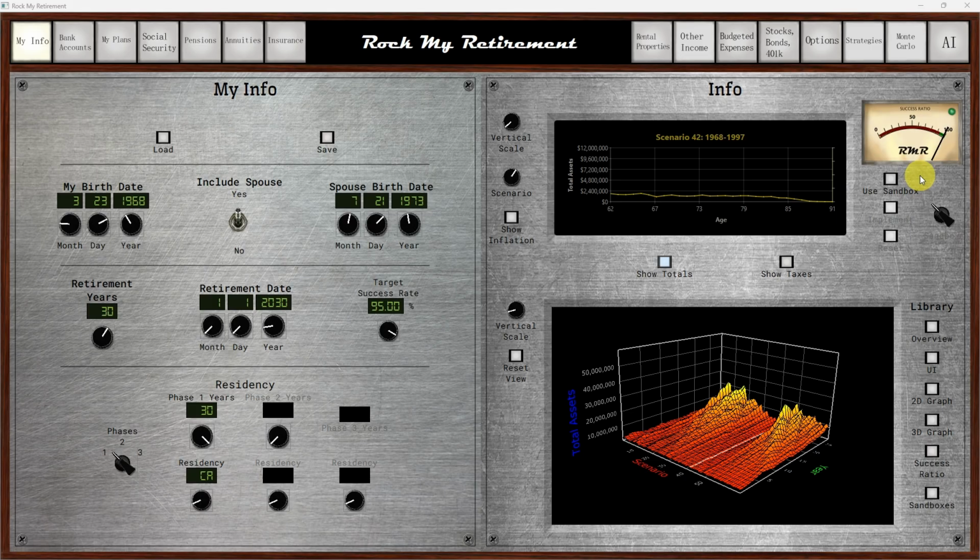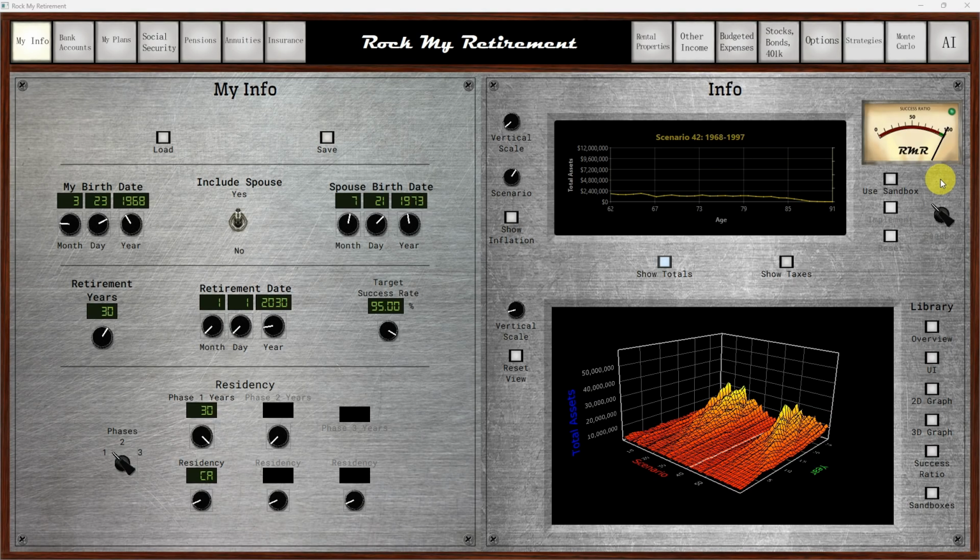Rock My Retirement uses your information and strategies to generate as many simulations as possible from the available historical data. The success meter tells you the percentage of those simulations in which you do not run out of money. If the meter points to 0, it means that you run out of money in all simulations. That's bad. If it points to 100, it means you do not run out of money in any simulations.